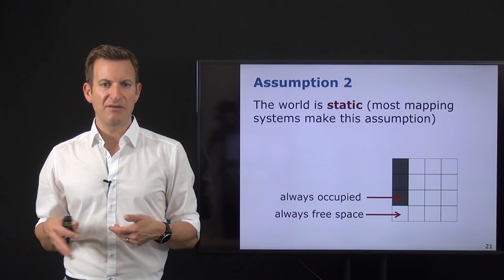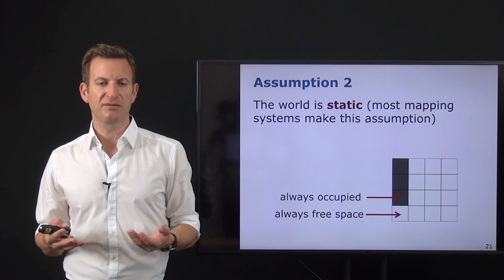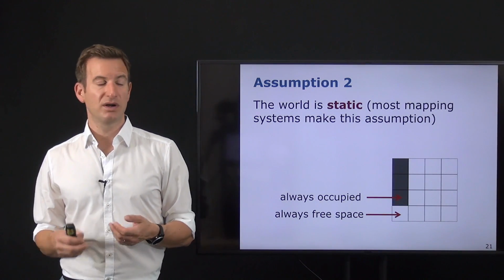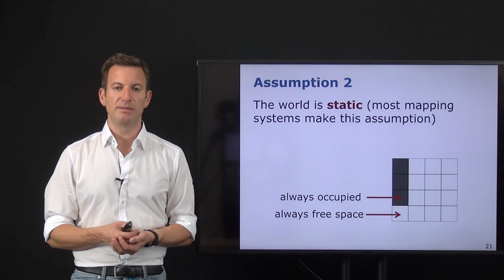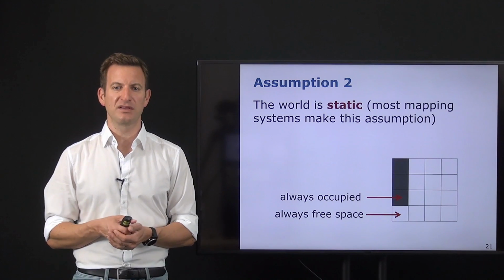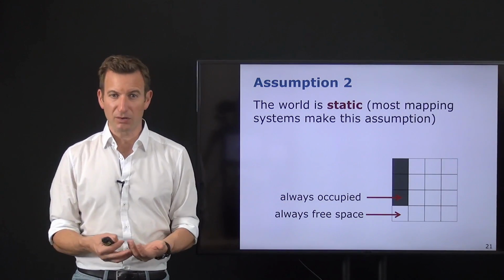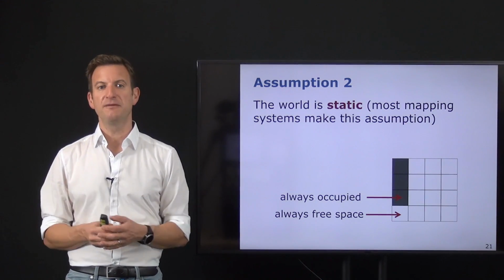Even if you have a robot building a map of the room, someone is walking through the room, walking through a laser scan, for example, then the world is not static anymore while being observed. Although most mapping systems, and also the approach we are presenting here today, make the assumption that the world is static. So if something is occupied, it will stay occupied forever. And if something is free, it will stay free forever.